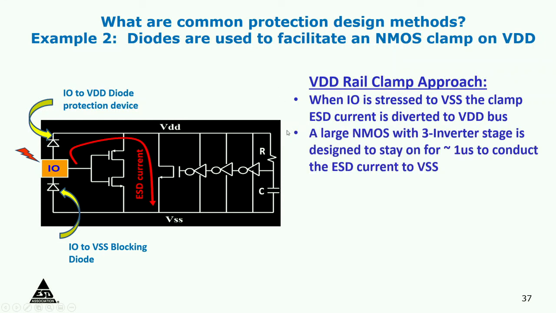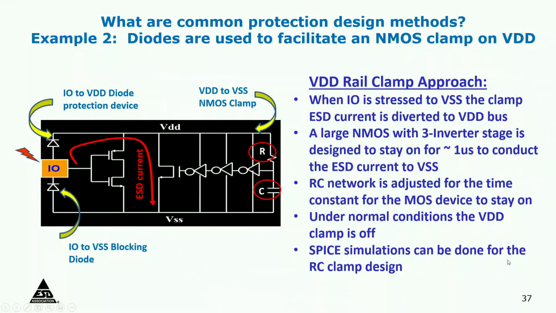Eventually the RC time constant is adjusted, so this node is pulled up to this point within a microsecond. When this is high now, high, low, that means the transistor shuts off. So that MOS device will stay on for a microsecond, take all the ESD current away, and shut off. So now you see all the protection is put on the VDD pin. Now you have different IOs that can all share the same protection device. So this is a better way of doing protection. Okay, so that is what that is all about.